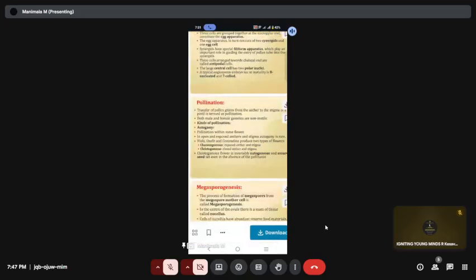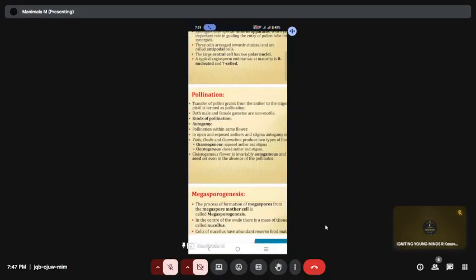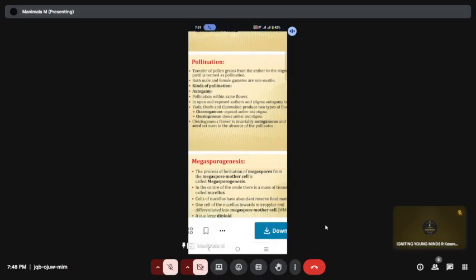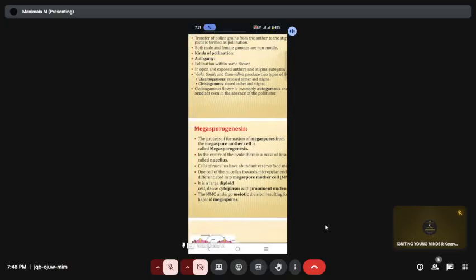So pollination also we have completed. Pollination means what? Transfer of pollen grains from the anther to the stigma. Okay, which is called pollination. There are two kinds of pollination: one is autogamy and the other is allogamy. Autogamy is within the same flower. Allogamy is between two flowers: the pollen from the anther is transferred to another flower of the same variety. So all this we have discussed.